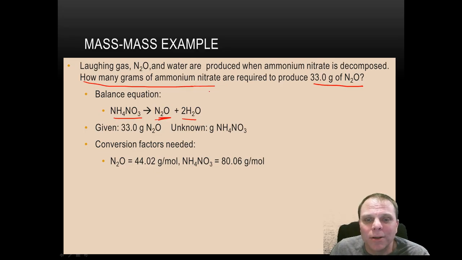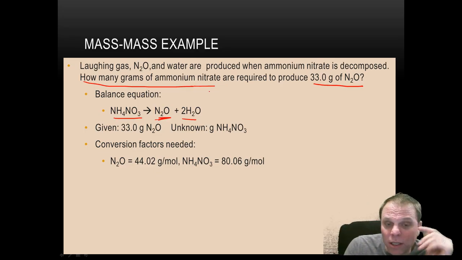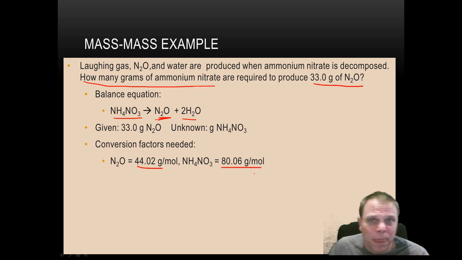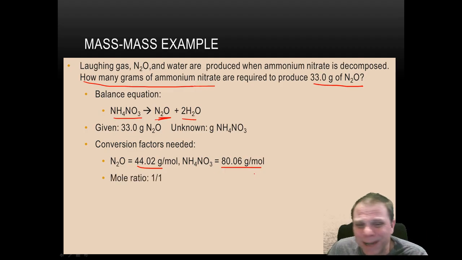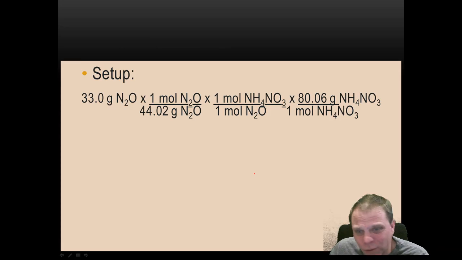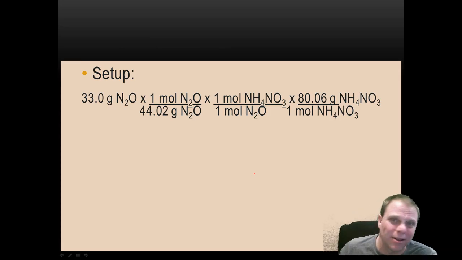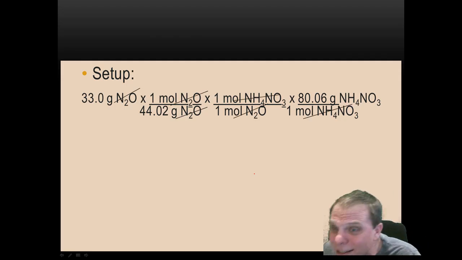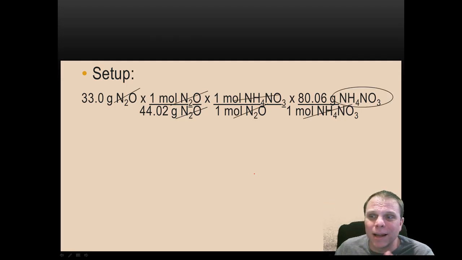Sweet. Now we just have to do our conversion factors. Remember, we need our conversion factors from the periodic table, for both of our substances. Do you have to do that in a separate step? No, you can just throw it out here just like this. Once you do this, make sure that everything cancels and that you get your final answer. Make sure that grams of ammonium nitrate, which is what you're looking for, is what you got.